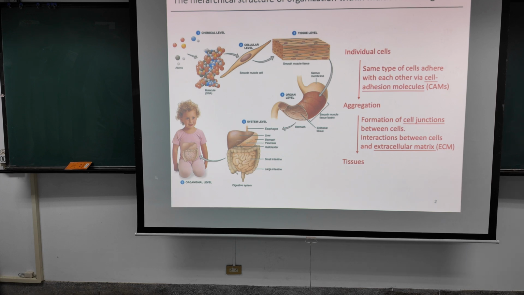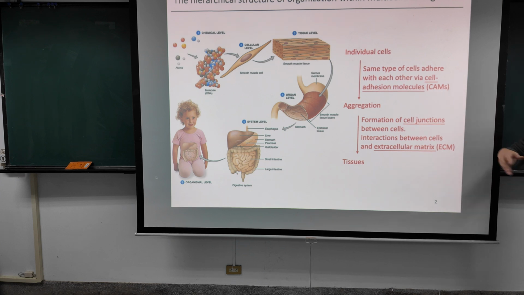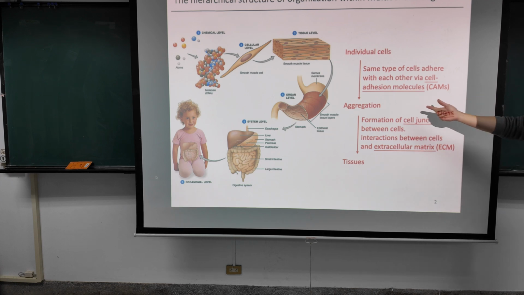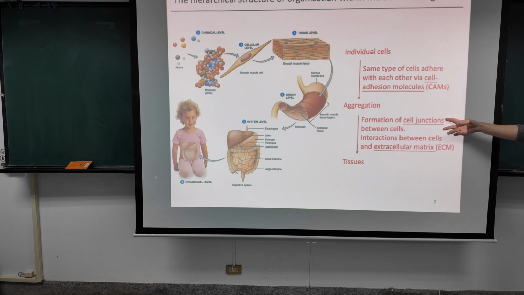So it roughly can separate into 2 steps. The first step: individual cells of the same type can adhere to each other via some kind of cell adhesion molecule. Basically, just some protein will help them to grab each other together. So we call those cell adhesion molecules. Based on that, they can form an aggregation of same-type cells. Then they can form more complicated structures, the cell junctions, which we will introduce later.